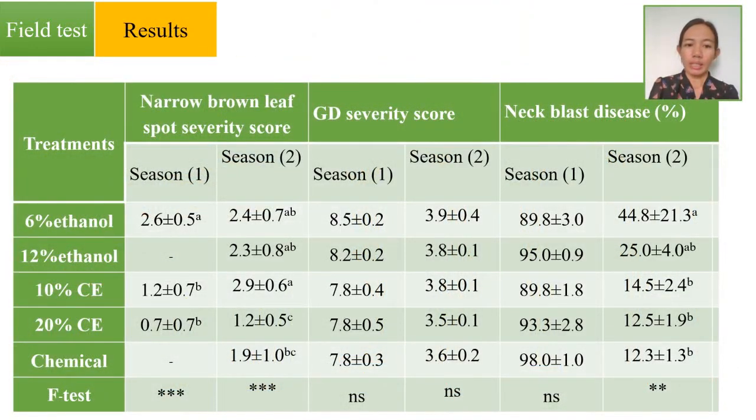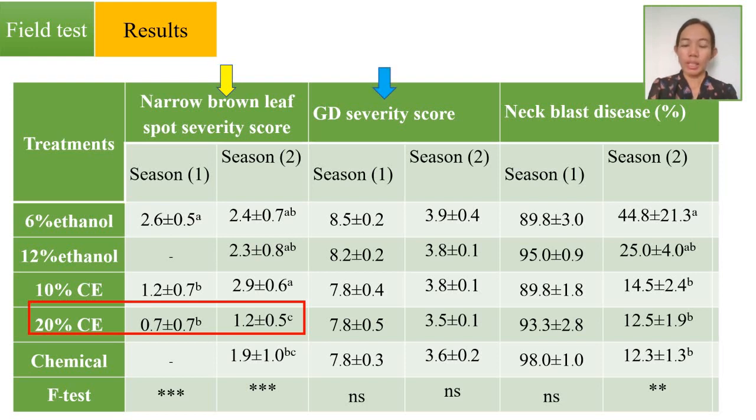After analyzing the data, the result found that among the 5 plots, the plot sprayed with 20% ethanol extract significantly controlled the severity of the narrow brown leaf spot disease in both seasons, and then GD disease control didn't show a significant effect. However, the 20% ethanol extract could reduce the severity of the disease when compared to other plots.